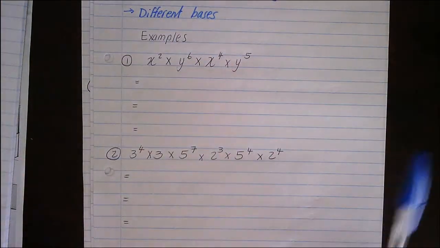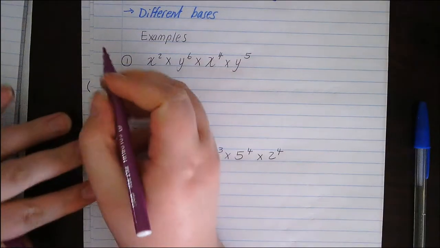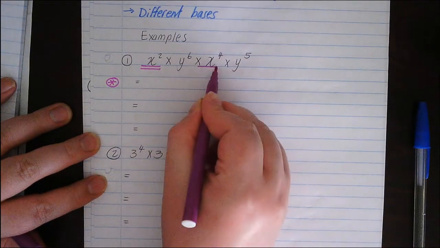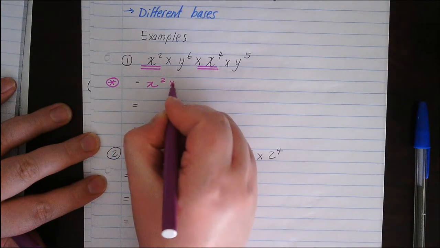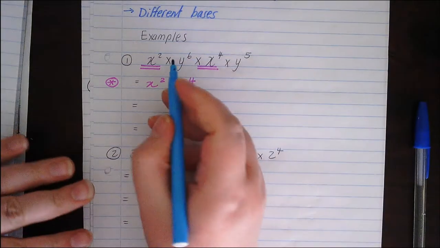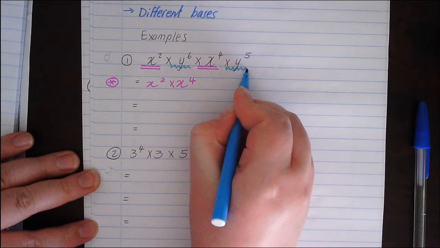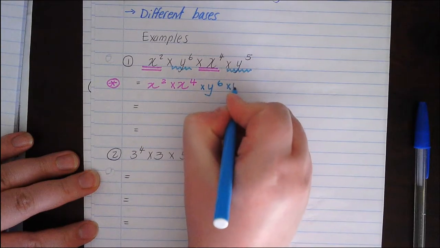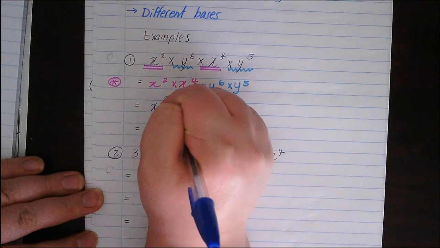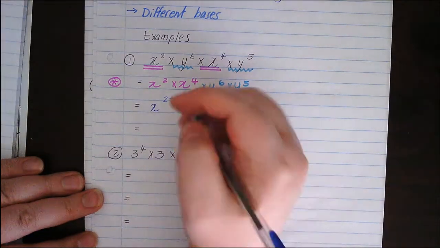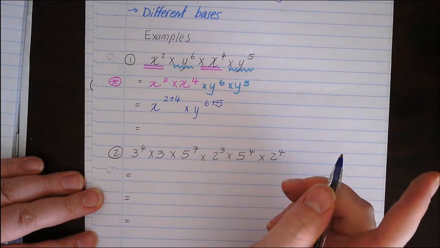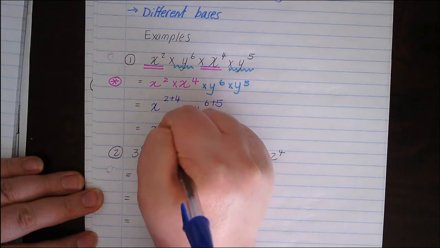So let's say we have different bases. Again, you don't need this step, but it's very similar to like and unlike terms. You must group together the like bases. x squared times x to the power 4 go together, and the y's go together, y to the power 6 times y to the power 5. We add the exponents: x to the power 2 plus 4, we only add the exponents of the x's, times y to the power 6 plus 5, we only add the exponents of the y's. That's x to the power 6 and y to the power 11.